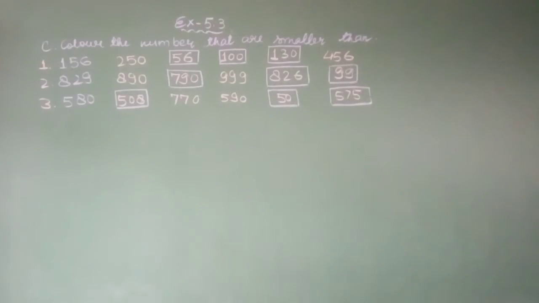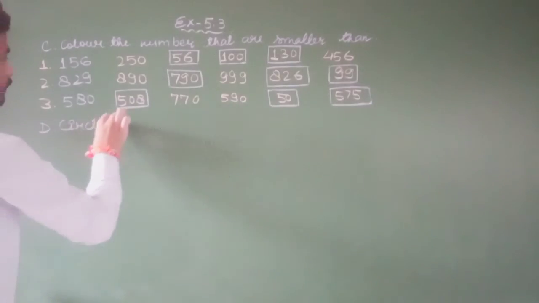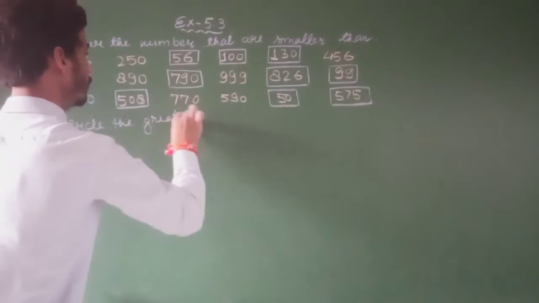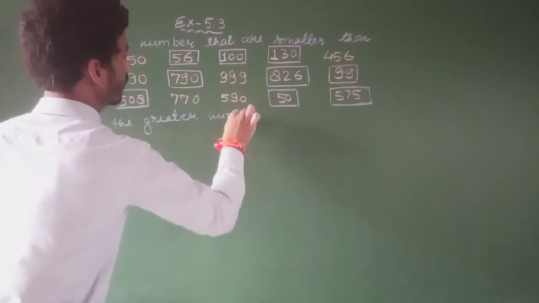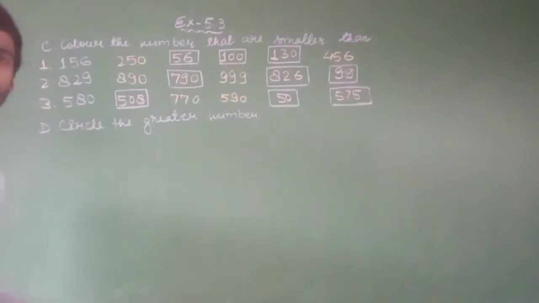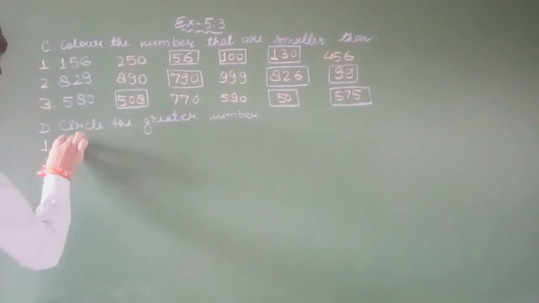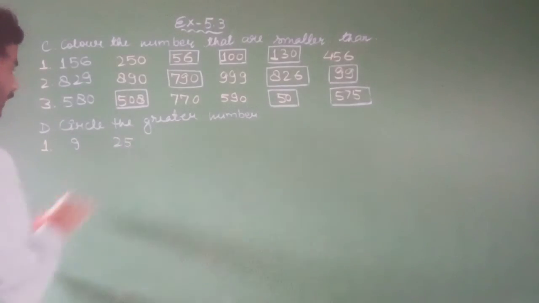Now the next question, question D, is circle the greater number. So what we have: circle the greater number. The first one is 9 and 25. Which one is greater? 25 is greater.